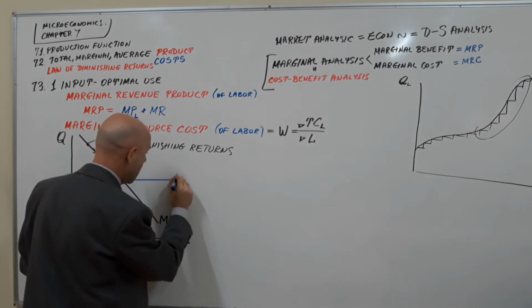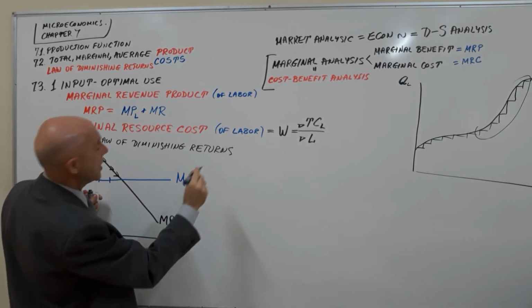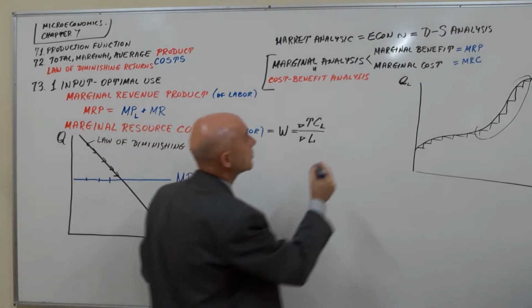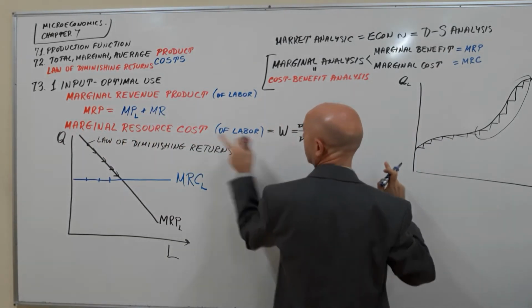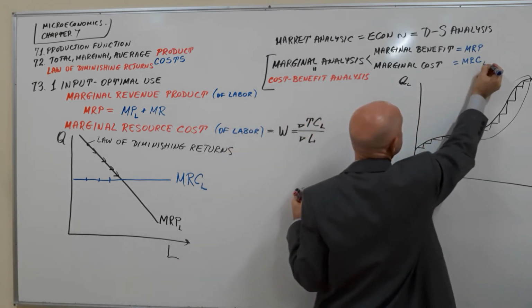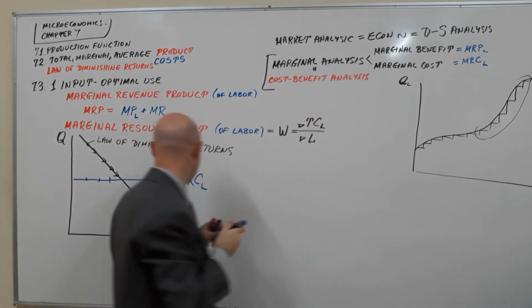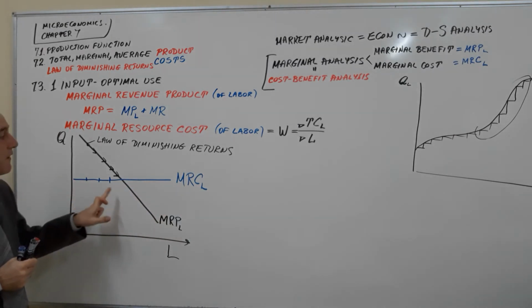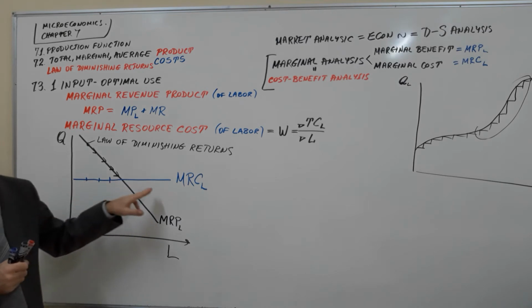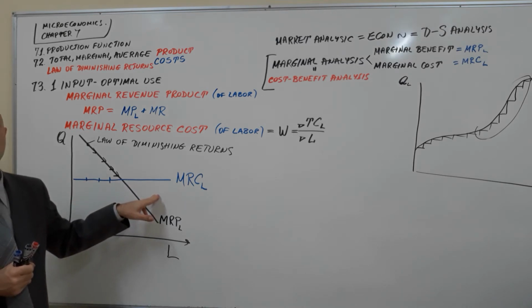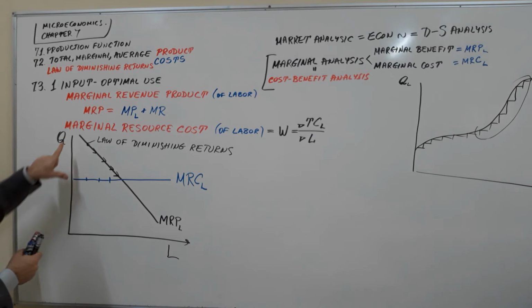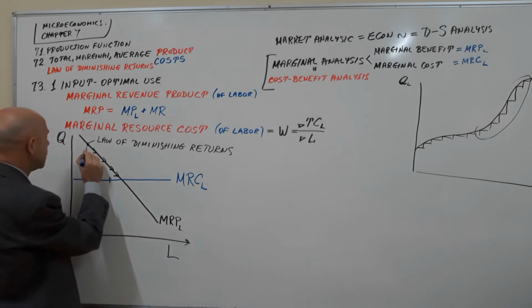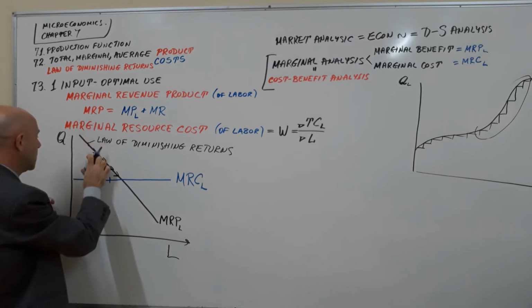So the marginal, how do I write it? Resource cost of labor. I can write it here, okay? Labor, okay? In this case, it is labor. It is horizontal. In other words, you can hire 2, 3, 5, 10, 20 people all at the same cost.